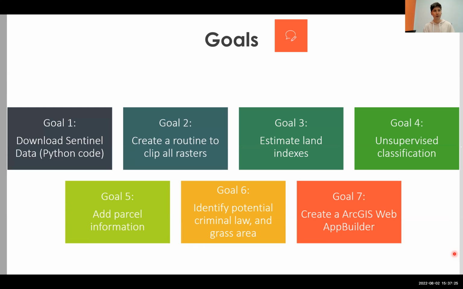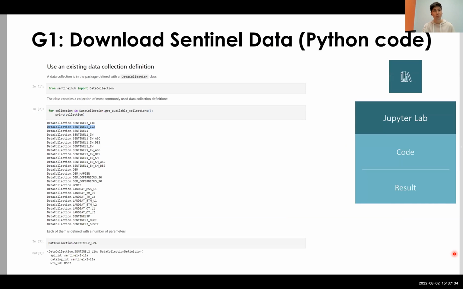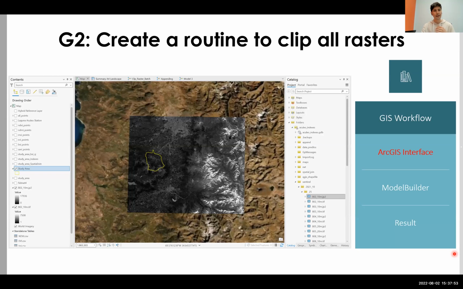So we wanted to achieve 7 goals in this capstone, and you're going to see all of them one by one. The first one is to create a Python code. This Python code is going to make your work easier. You only need to write the location, and you're going to have all the rasters related to that area. So we wrote a code, and that gave us a huge raster, as you can see, and this is the study area.